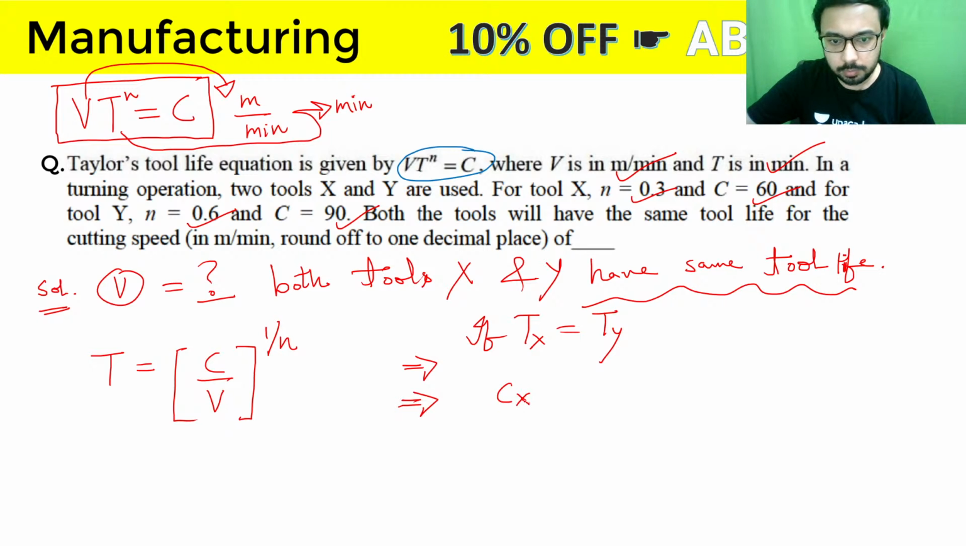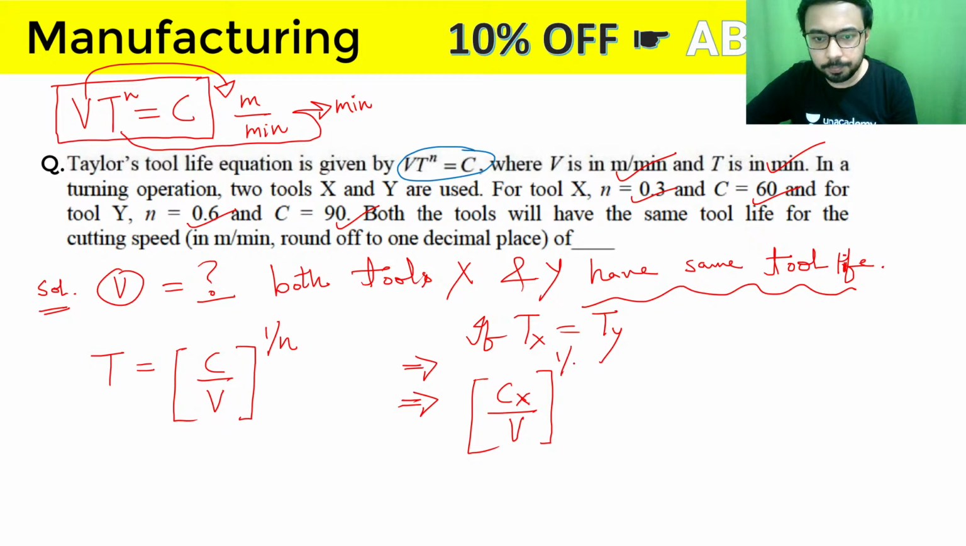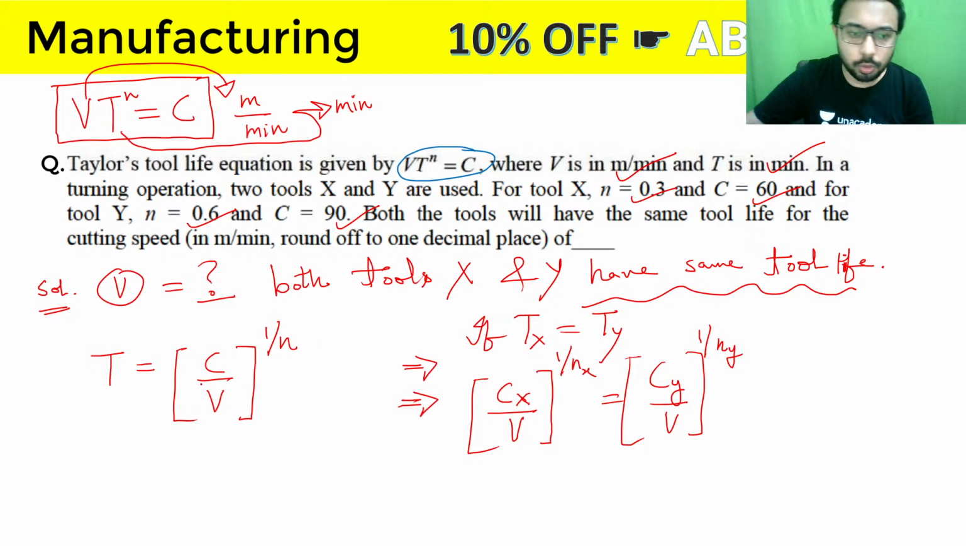Cx by V, we have to calculate a specific speed. For this, both the tool lives have same value. So (Cx by V) raised to the power 1 by Nx is equal to (Cy by V) raised to the power 1 by Ny. So we have to just put the value and get the answer. So only calculation part is left, so it is better you do the calculation also so that you can get practice. So let me just solve this question and get the final answer.